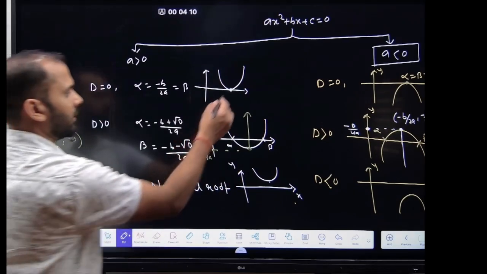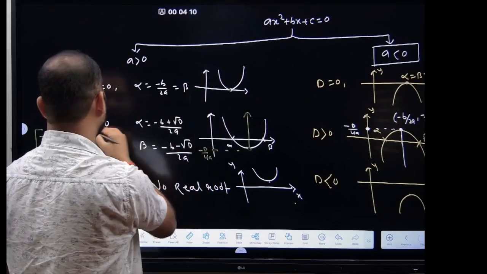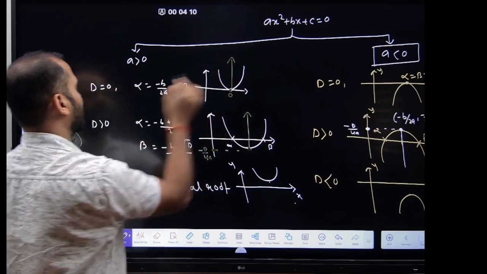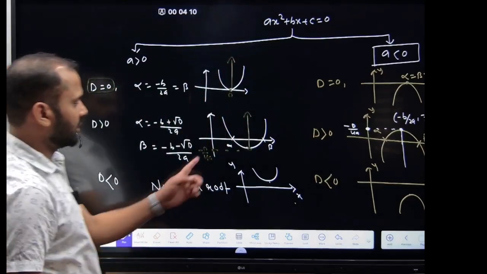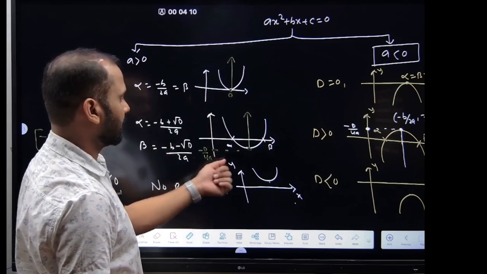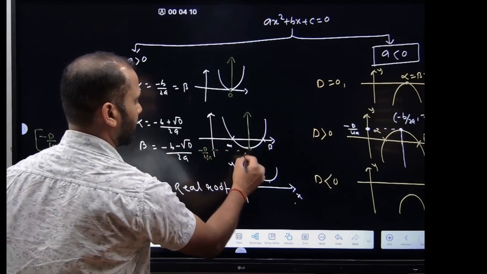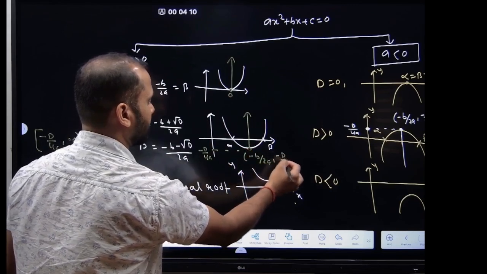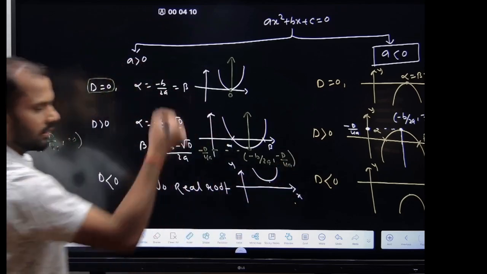For this, how much will it be? Since d is 0, d by 4a is nothing but 0, right? That is why 0 to plus infinity. D is 0, right? If you put d as 0, then how much will you get? 0. So that coordinate is nothing but 0. So always remember, minus b by 2a is the x coordinate of the vertex, minus d by 4a is called the y coordinate of the vertex.